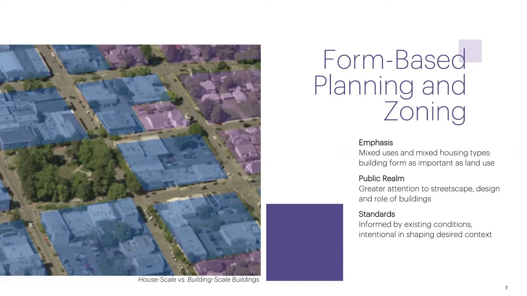The form-based approach also says the public realm is huge. It's worth a lot of attention. In fact, that's how we experience buildings and neighborhoods. And so there's a greater attention to that, and to the design role of buildings in the public realm. And then lastly, the standards are informed by the existing conditions. What are the existing lot sizes? What's the intention for how to continue or change that character?